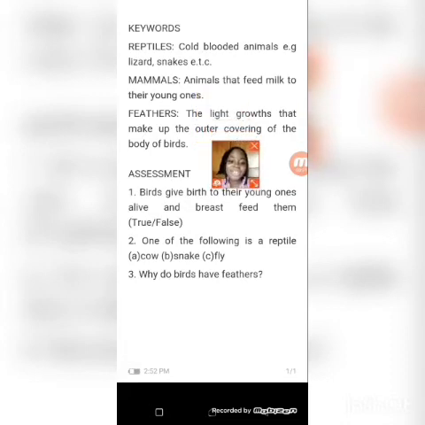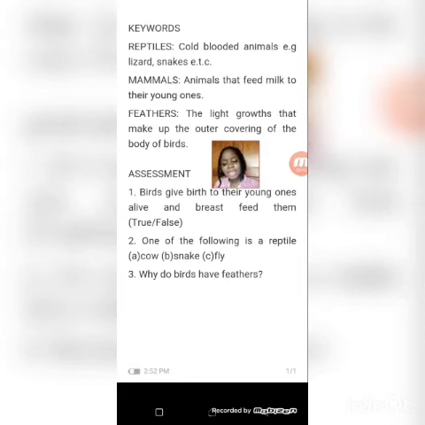Reptiles. We're just saying reptiles are those that have scales covering their bodies. So what are reptiles? Reptiles are cold-blooded animals, right? Reptiles are what? Cold-blooded animals. For example, we talked about them already: lizard and snakes.